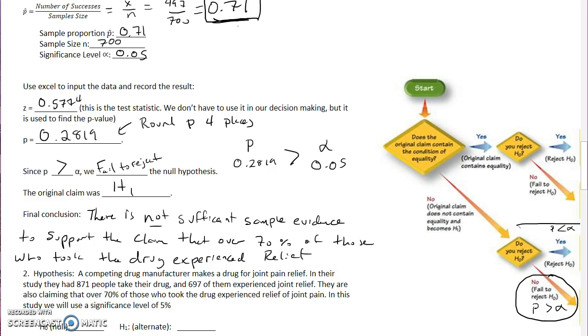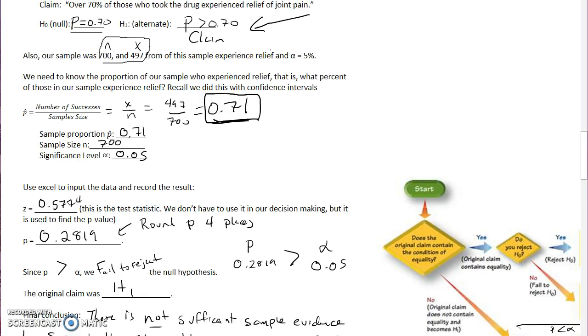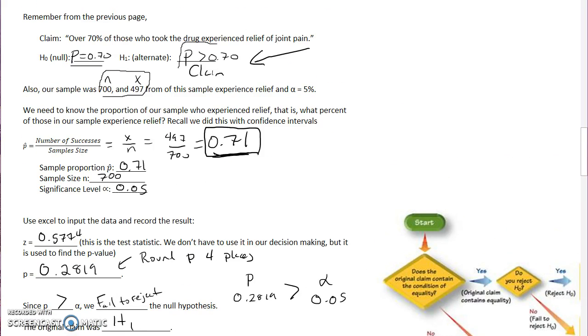Again, it just goes back to that initial point: we said that over 70% of those who took the drug experienced relief. In our case, it was only 71% from our sample data, and that's just not strong enough to make the claim. We're going to see in the next video the data is going to be a little bit stronger, and we might be in the situation where we can support that claim.